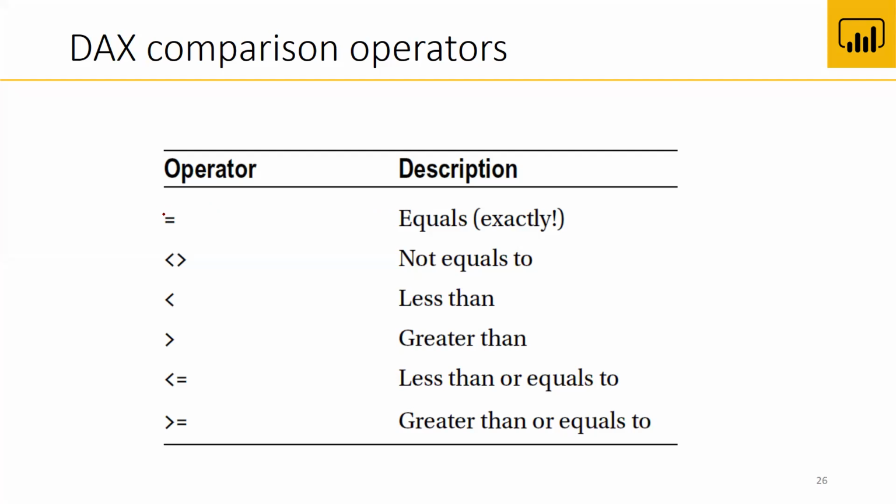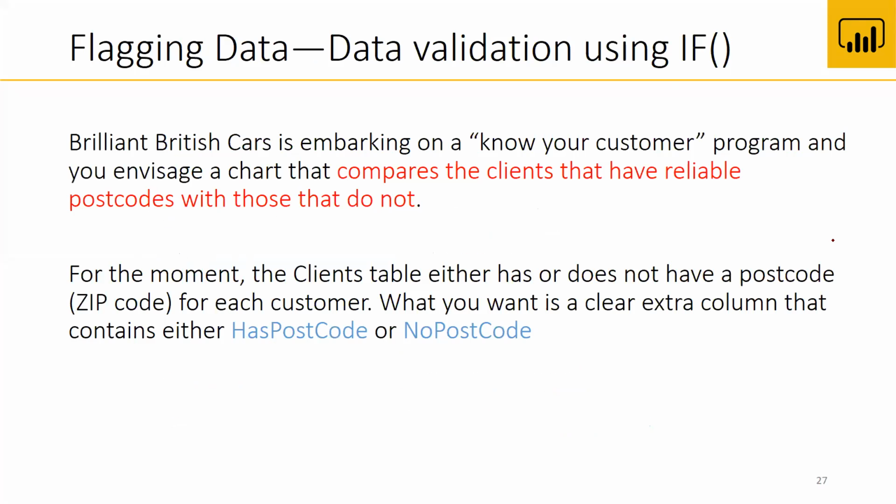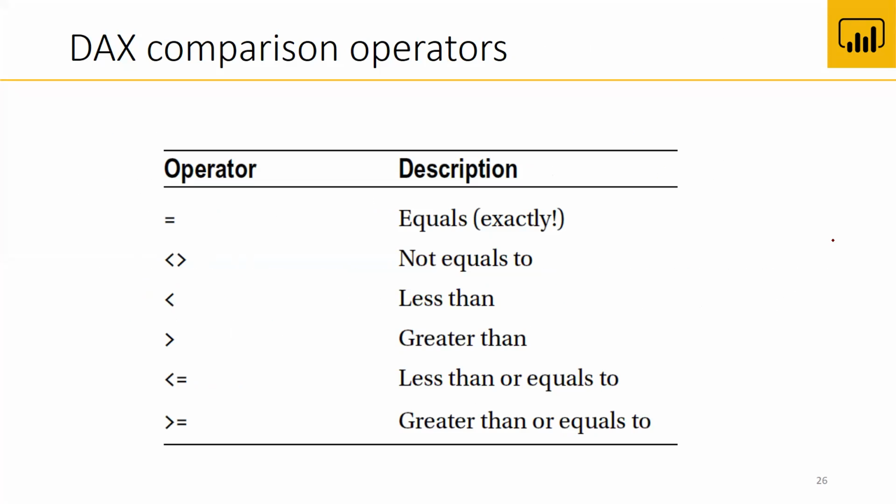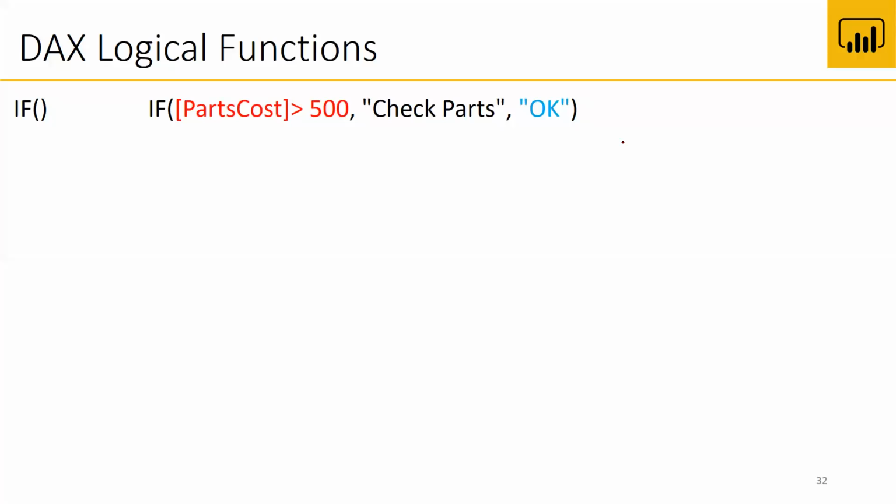There are different operators which we can use for conditions: equal to sign, exactly equal to, not equal to, greater than, less than, less than or equal to, greater than or equal to. So these are called relational operators. Here are the different if conditions. You can apply these conditions wherever it is required.